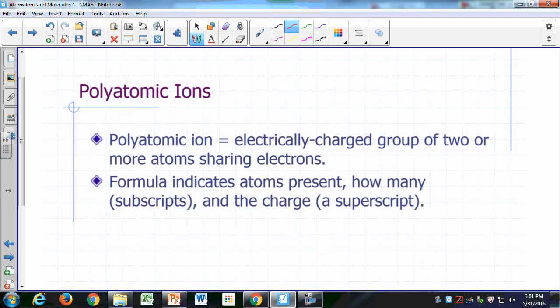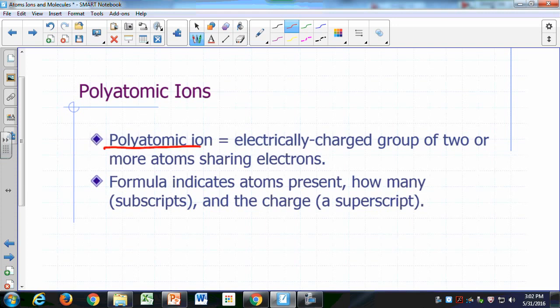Alright, we've seen that if atoms share electrons and the total number of protons and electrons are the same, that means it's electrically neutral, you have what's called a molecule, right? Now, if you have sharing of electrons between two or more atoms, but as a whole, the entire group has an electrical charge, that means there's electrons lost or gained as a whole, then what you have is called a polyatomic ion. So you can think of a polyatomic ion as a molecule that is charged. That's one way of thinking about it. Okay? That's what a polyatomic ion is.